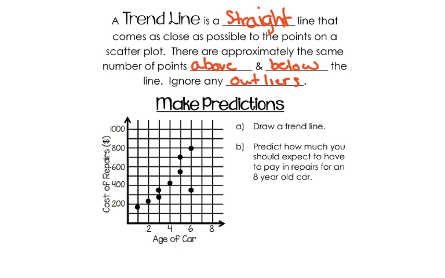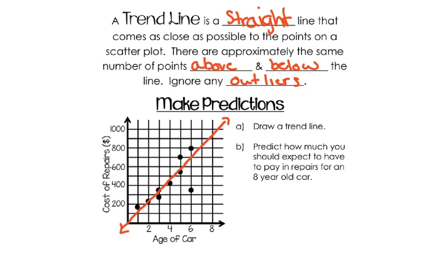So when we are creating a trend line, we want to draw a straight line, and we want to include as many points above and below as possible. These are approximate values, so your line might be slightly different than mine. And then we use these lines to make predictions. So we draw a line that's going to kind of encompass as many points as possible and roughly the same number above and below. So it's kind of like an average.